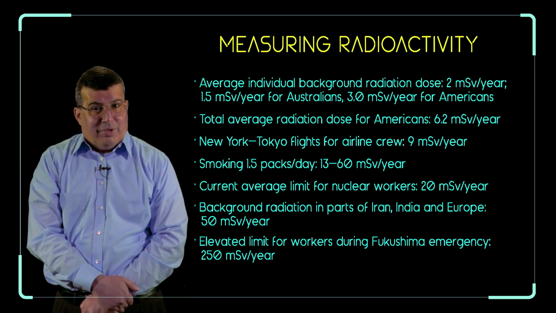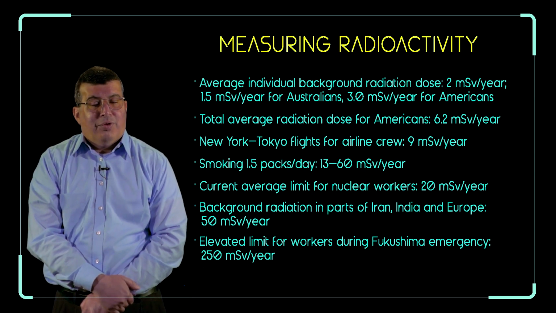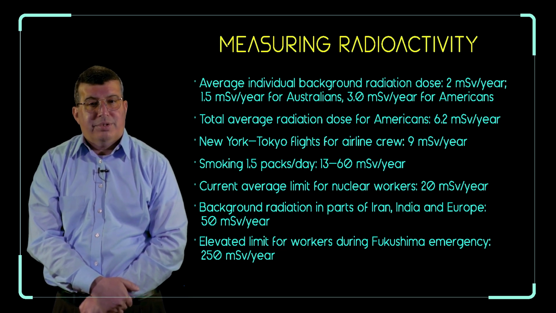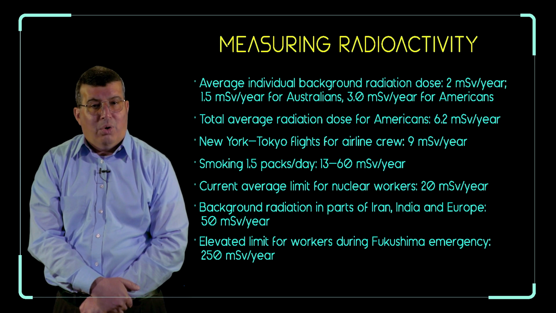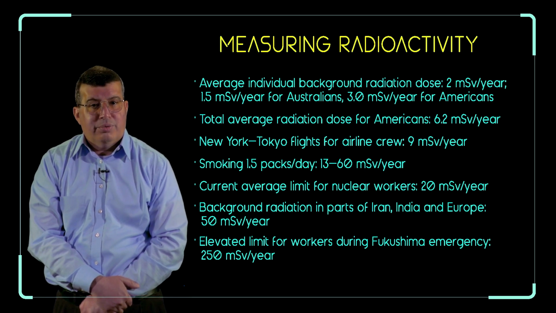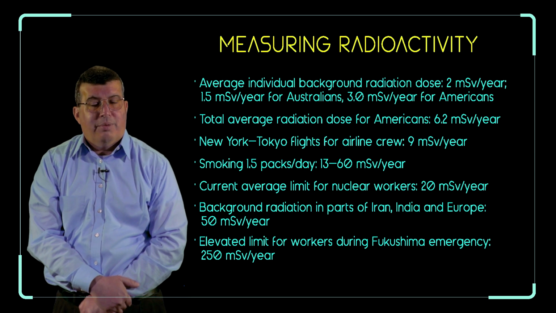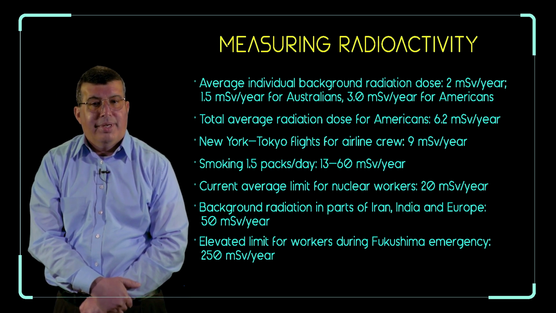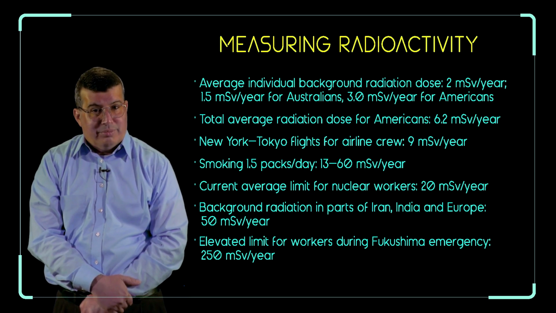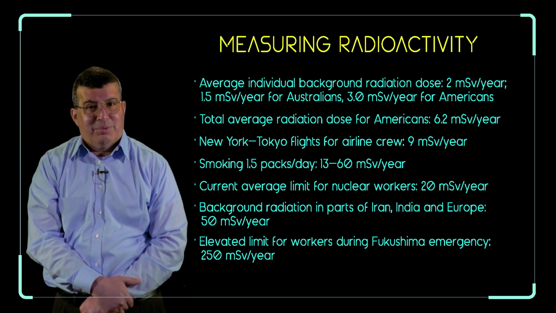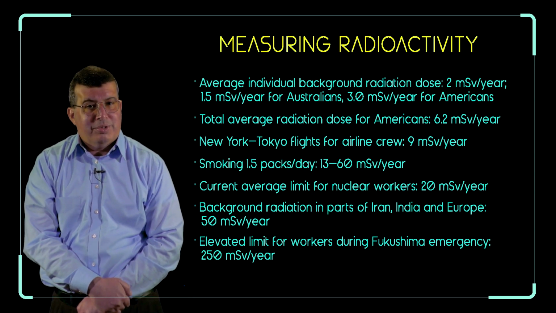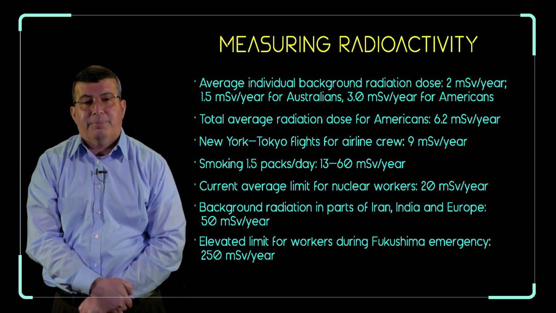Some other sources of radiation. If you fly in an airplane, you are closer to the cosmic radiation. So people who fly in airplanes a whole lot, like airline crews, actually will receive an elevated radiation dose from cosmic radiation. Smokers will receive a much larger dose. Smoking a pack and a half a day will give you somewhere between 13 and 60 millisieverts per year.